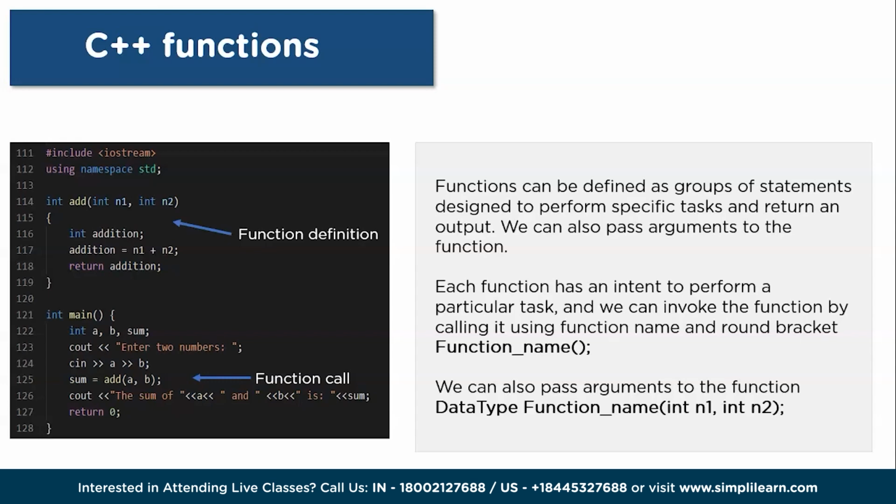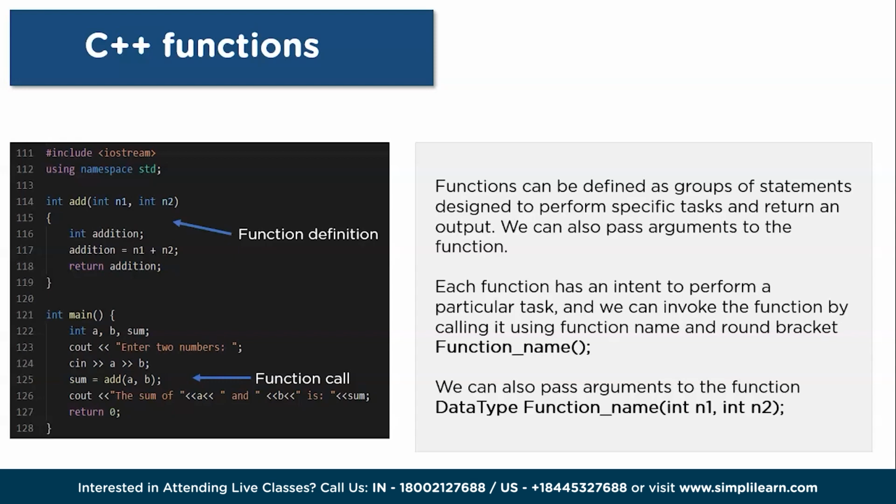The syntax of a function definition is data type along with the function name, then arguments inside the brackets. Every C++ program has at least one function known as the main function. This is where the execution of programs starts from. There are both built-in and user-defined functions in C++. The built-in functions are in the C++ standard library. If we want to use them, then we can simply call them.